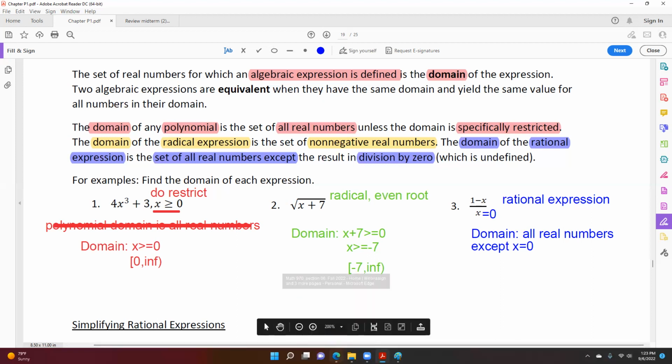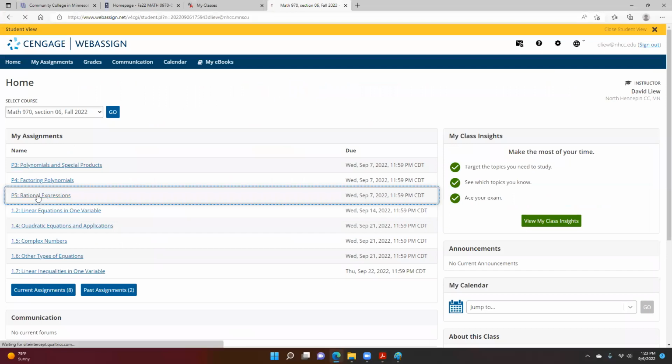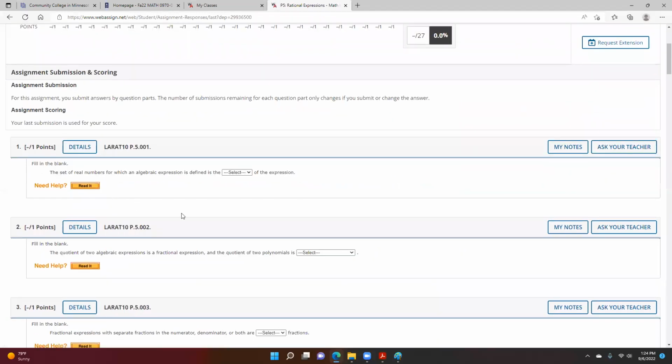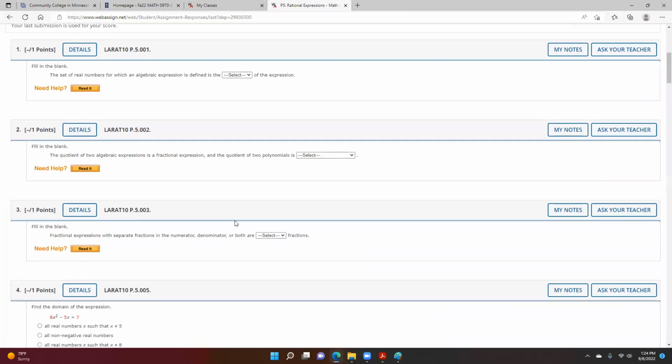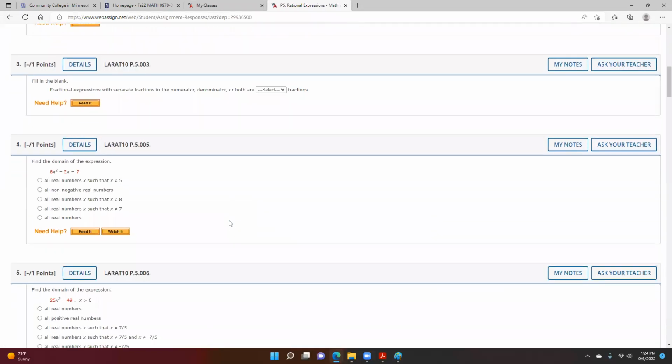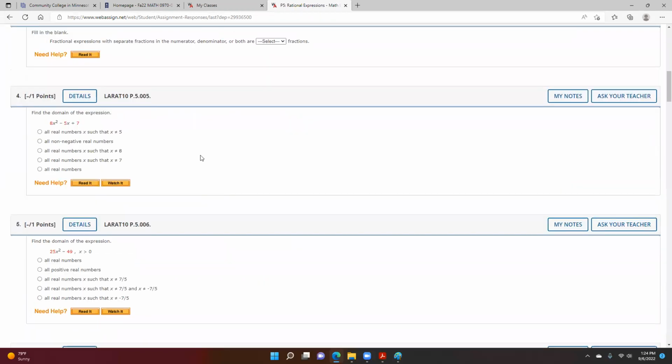So let's take a look at your homework for this P5 here. There are a few homeworks that you need to worry about. There are 3 homeworks that are due. So I would highly recommend you do your homework, hopefully before your test by tomorrow. So an example will be question number 4. You need to find the domain of this expression.